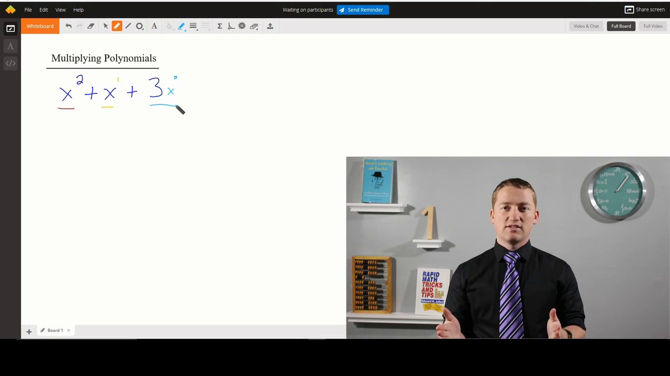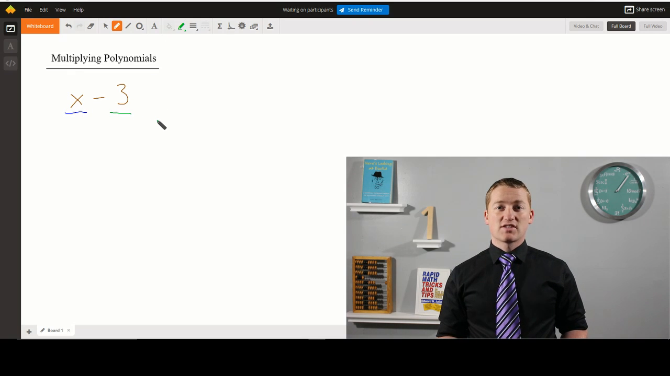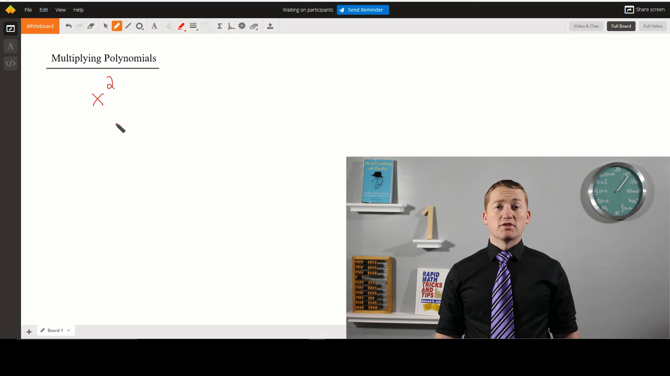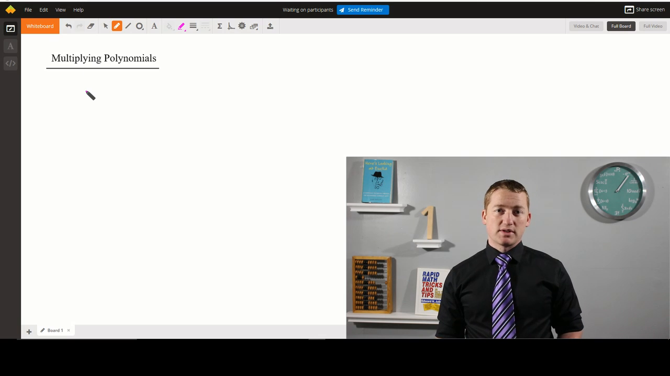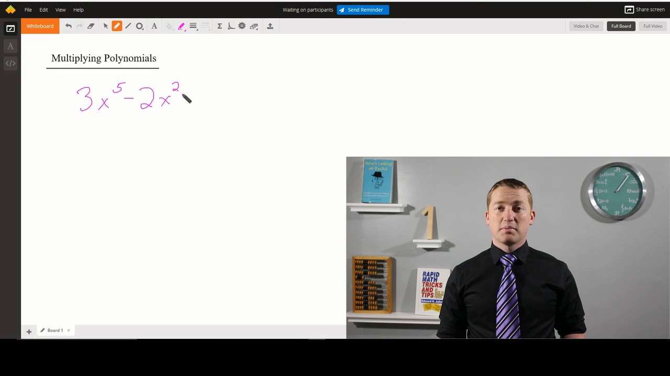You can't combine these, you can't add them together. If we just had x minus 3, you have the x term and then you have a unit term, so that's called a binomial. There's 2 terms. If you just had a single term, like you had 3, that's a monomial. If you had x, that would be a monomial. If you have x squared, that's a monomial. Polynomial just means many, so many terms. You can have something like 3x to the 5th minus 2x squared plus 8. That's technically a trinomial, but it falls into the polynomial category.